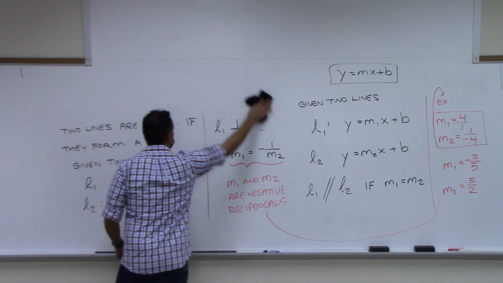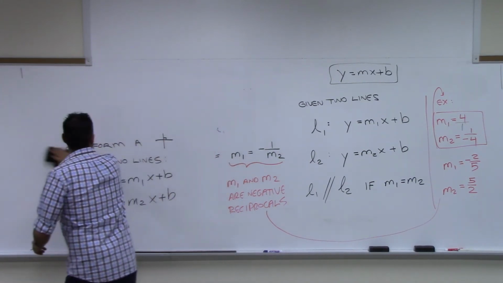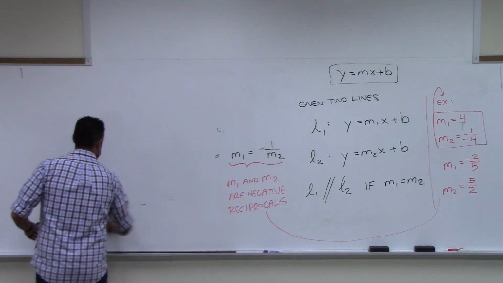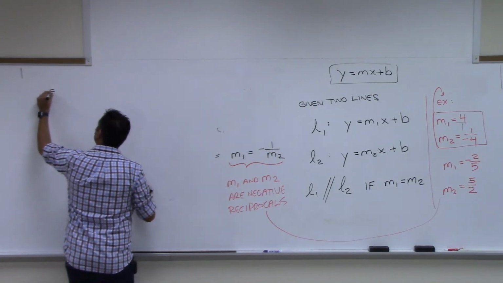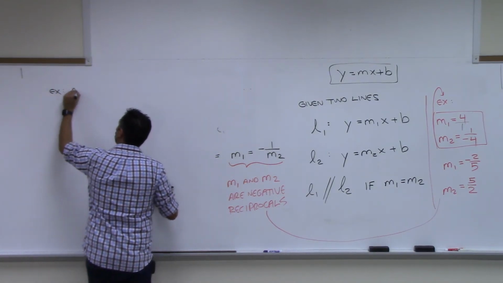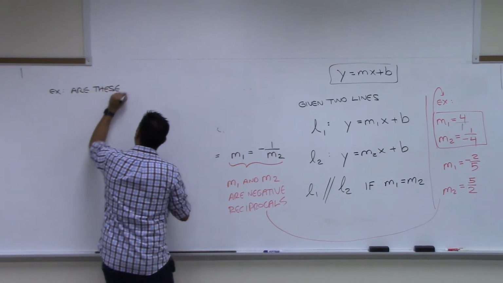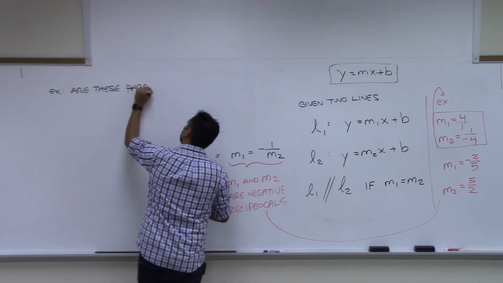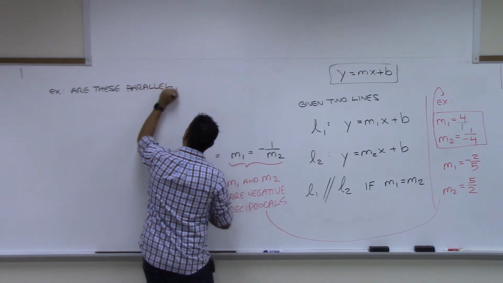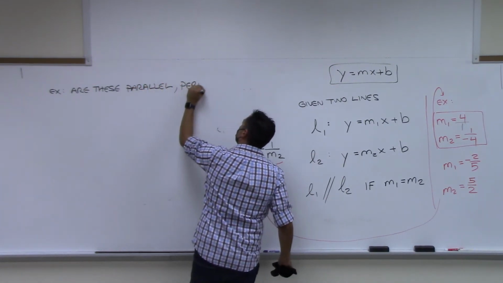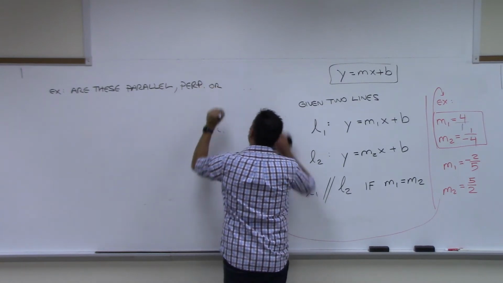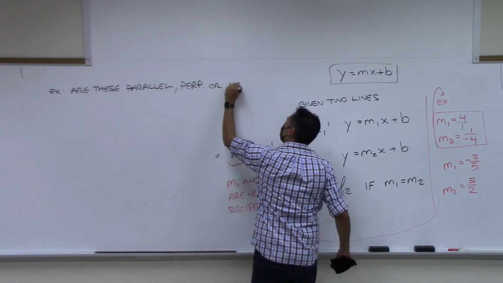First question. Now we're ready to start doing some examples. So the first question is this. First example here. Are these parallel, perpendicular (I'm going to put "perp"), or neither?